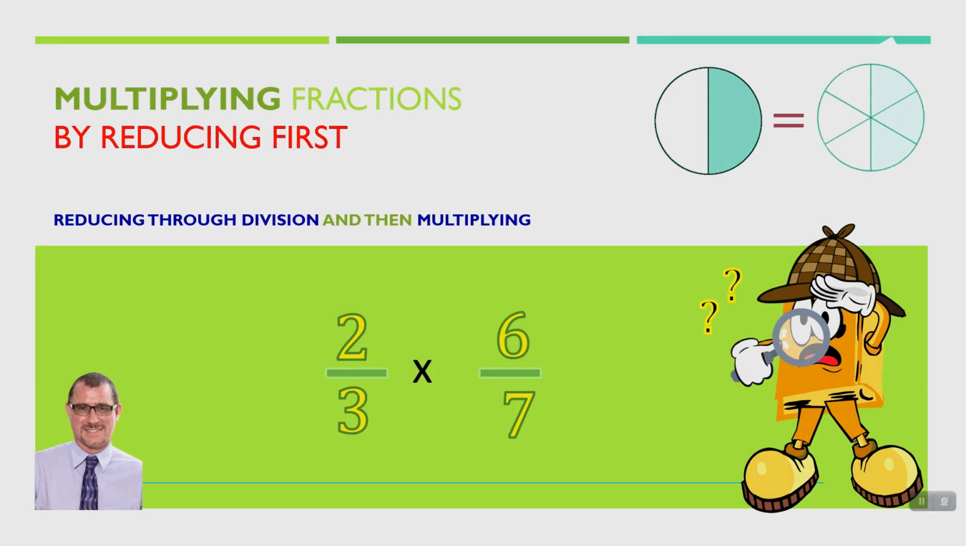In this video, we will learn how to multiply fractions, but by reducing first. This often allows us to have an answer that is in its lowest terms when we are finished. We will do this by reducing through division and then multiplying afterwards.